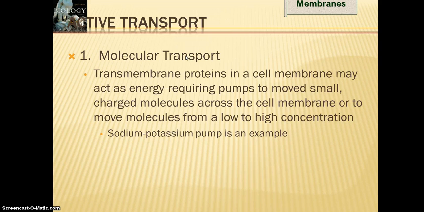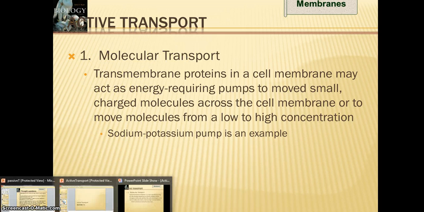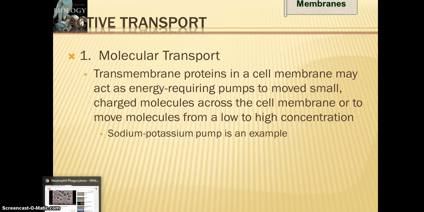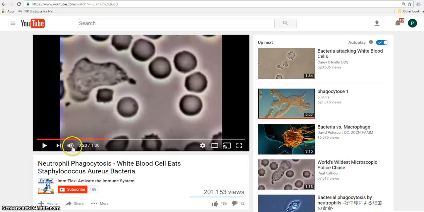You're not going from a high to a low. You're going from one side of the cell membrane, there's not a lot of ions, and you're going to push them by using these pumps and using ATP up to where they are already in a high concentration. Our muscles do this, and it's called the sodium-potassium pump. Now you have to jot all that down, but let me play a video here for you just to show you this molecular transport, pumping ions from one side of the membrane to the other.